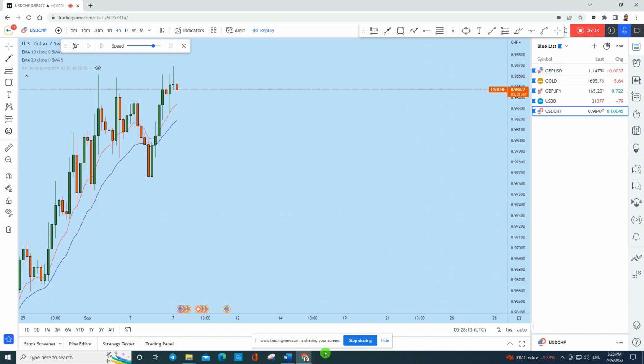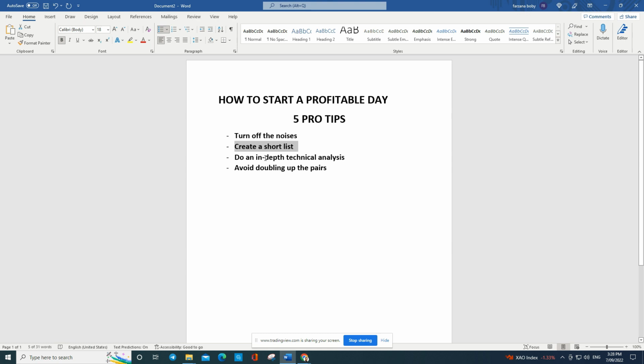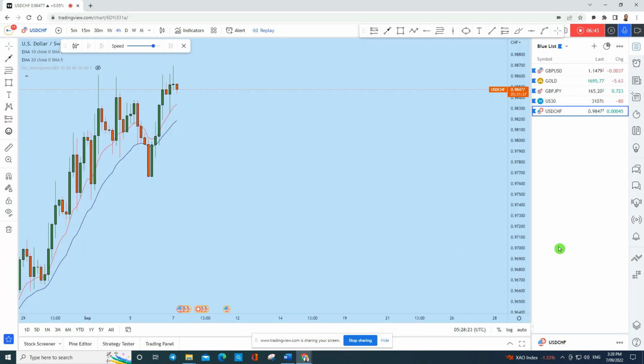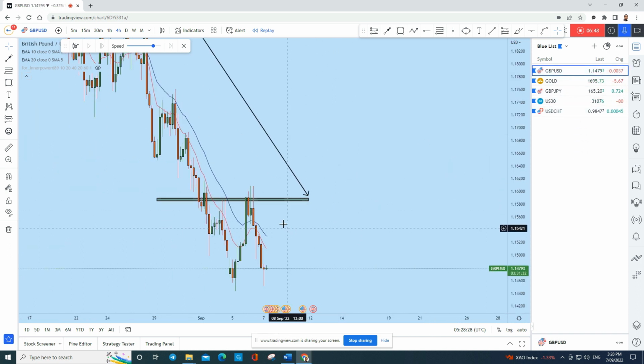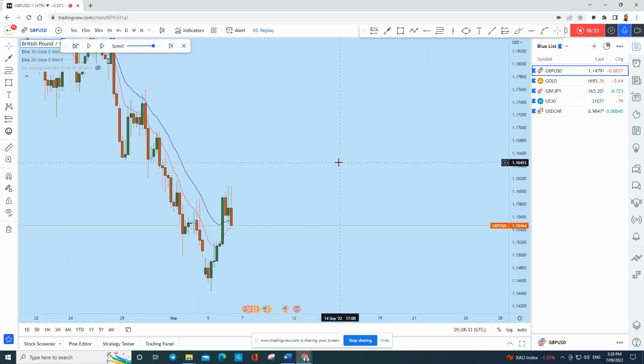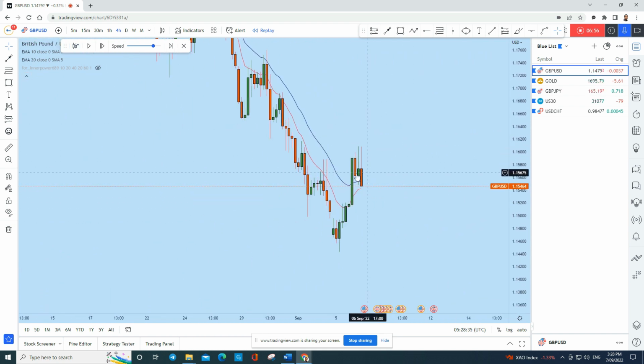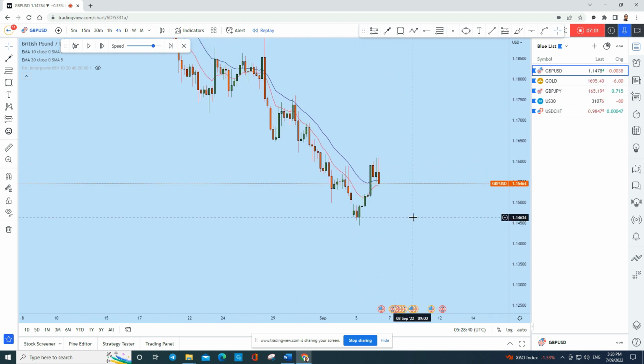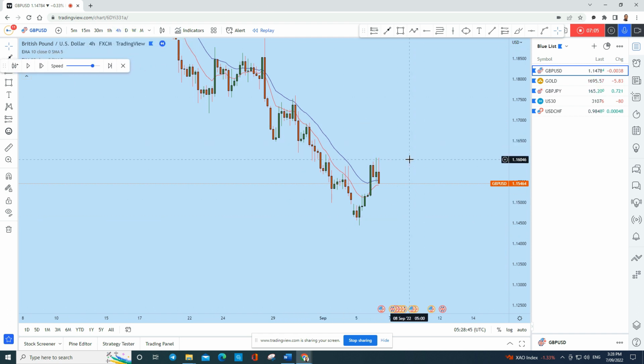With that said, the next step coming is to do an in-depth technical analysis. This is the third step that you can do. Once you have created a short list, you see that, for example, British pound, US dollar, as we are talking about, let's replay this chart again. As I say, this candle was forming, with a couple of minutes remaining for this candle to close. So you can do an in-depth analysis, because you are looking at, for example, the 4-hour time frame, and you could be making your trading decision in that time frame.